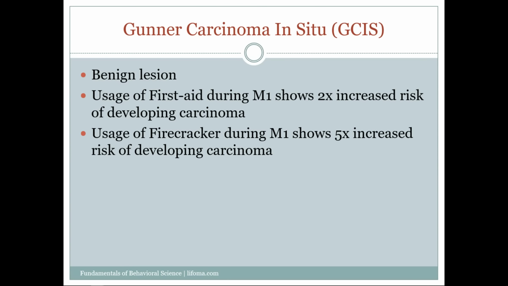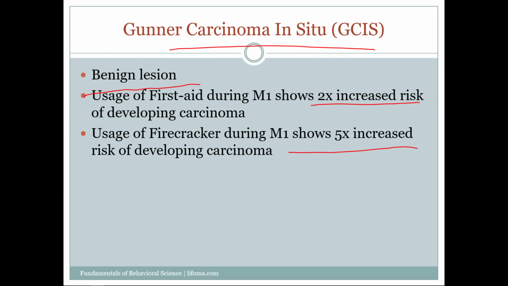Moving on to other gunnar malignancies. Now, this is especially high yield because it ties back to neoplasia fundamentals, and examiners like to go after this. Gunnar carcinoma in situ, or GCIS for short, is a benign lesion that has the potential to become malignant. This depends on the study resources the student uses during first year. Usage of First Aid shows a 2 times increased risk, and usage of Firecracker during M1 shows a 5 times increased risk of gunnar carcinoma.